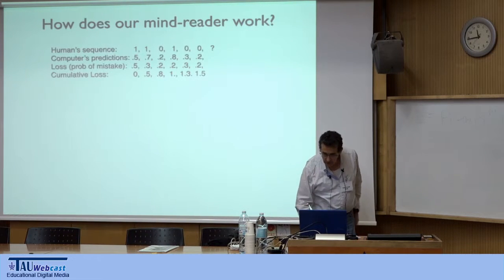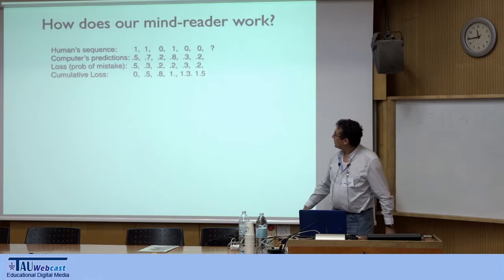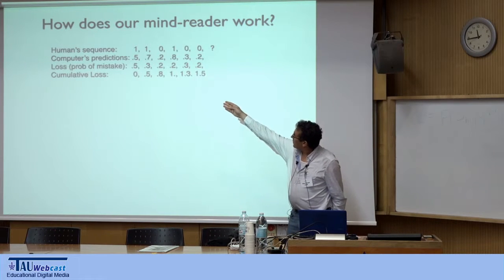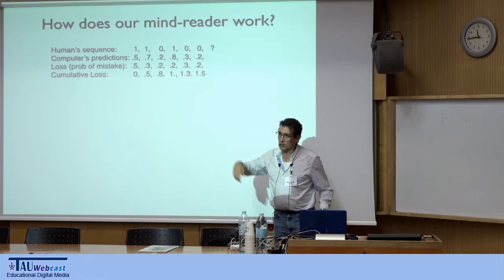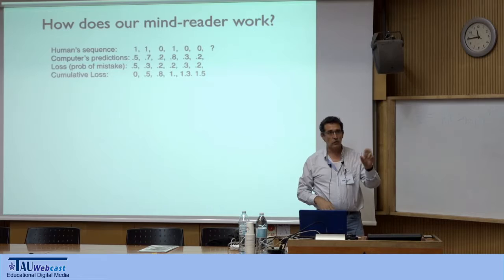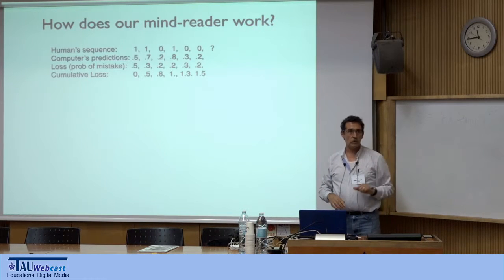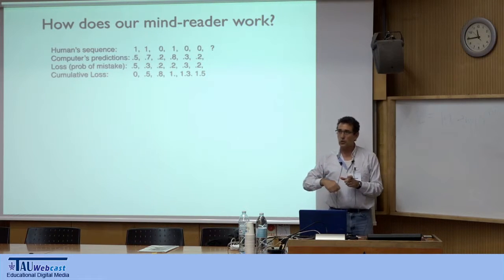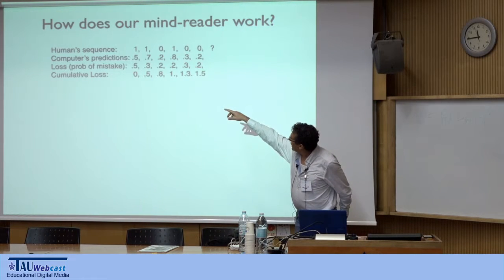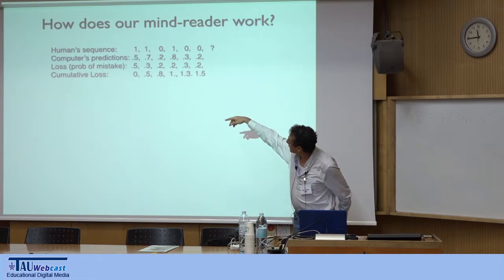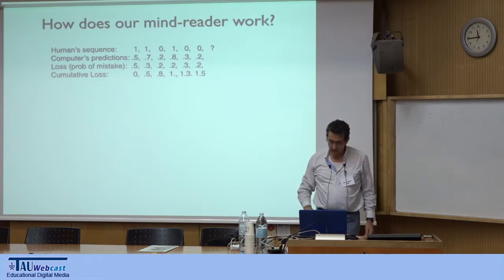Okay, so how does our mind reader work? What we basically think of is that there is the human sequence, 1001 and so on. Then there are the computer predictions, and we're going to allow numbers between 0 and 1, which correspond to the computer choosing randomly which bit to use. And then there is the loss, like the probability that you make a mistake, and then you can accumulate it.